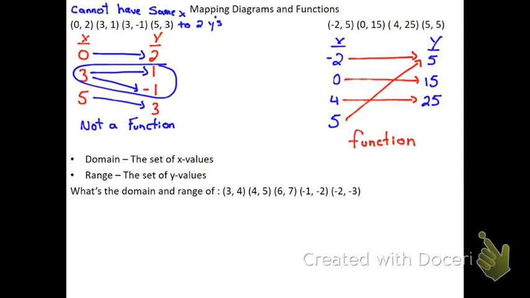So the one thing that you want to remember is your domain is another phrase for your x values, and your range is another phrase for your y values. So in this list of ordered pairs, you're going to write your domain and ranges out.